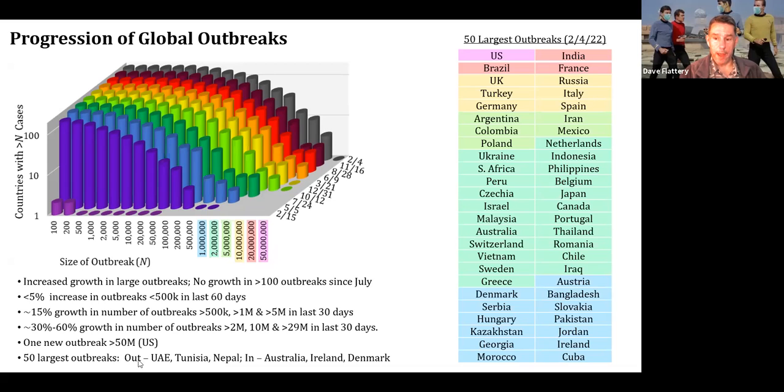In terms of which outbreaks have changed, the UAE, Tunisia, and Nepal all dropped out of the top 50 as they haven't had a big resurgence. And 3 outbreaks that had previously been among the largest went back in: Australia, Ireland, and Denmark. Ireland and Denmark are moderately small countries in the sea of outbreaks that is Europe. They've been in and out of the top 50.